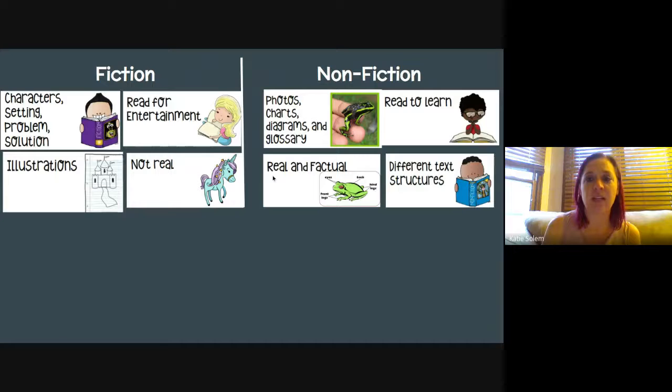Nonfiction, on the other hand, is a book about information. It's real and factual. You read it to learn. There are real photographs, charts, diagrams, glossary, table of contents, things like that in nonfiction. So fiction is when you're reading stories that are not real, and nonfiction is when you're reading something that is real.